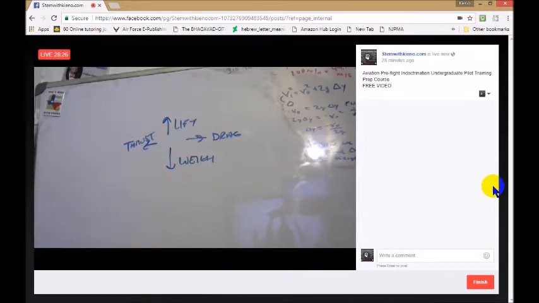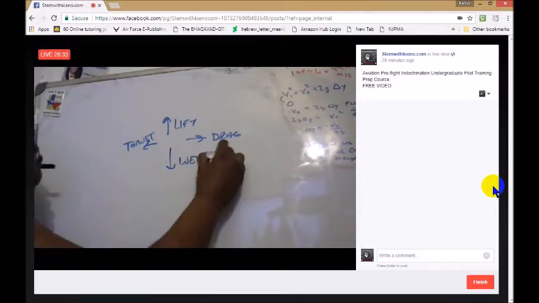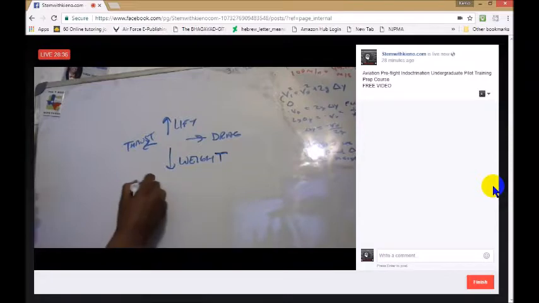Now, what is ground effect? Ground effect is the interference of the Earth with the airflow patterns about the wing. I forgot my T. So what does that mean? Let's say this airplane is up.